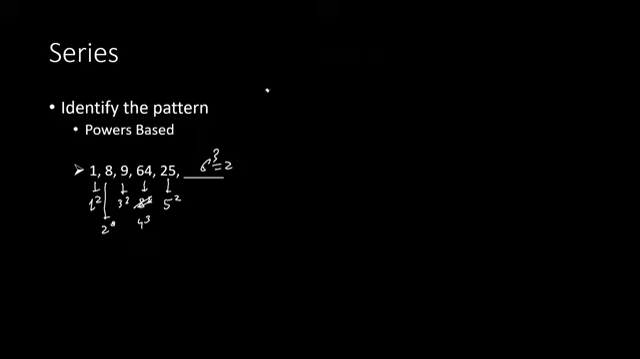And therefore, what I do is I look at squares and cubes close to these numbers. 25 I know is 5 squared. 64 could be 8 squared or 4 cube. 9 I know is 3 squared. 8 could be 2 cube. And therefore, I get the pattern. 1 square, 2 cube, 3 square, 4 cube, 5 square. And therefore, the next number will be 6 cube, 216. Absolutely. 216. Power based series.